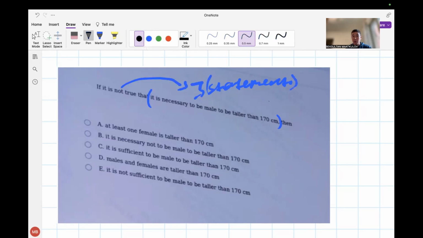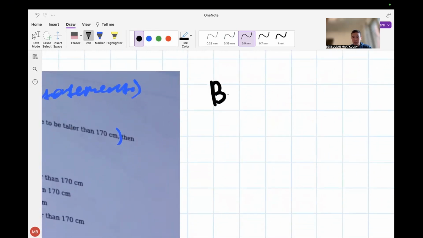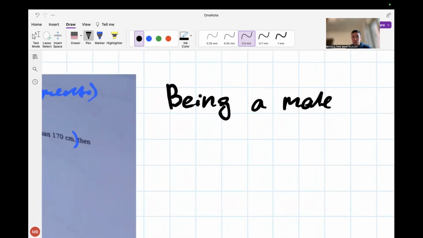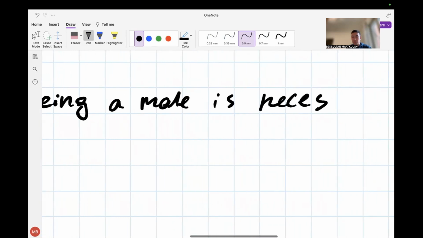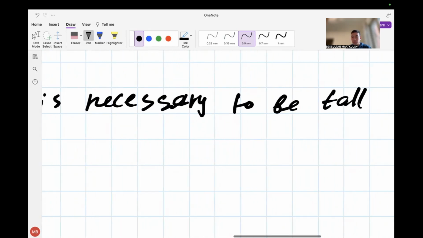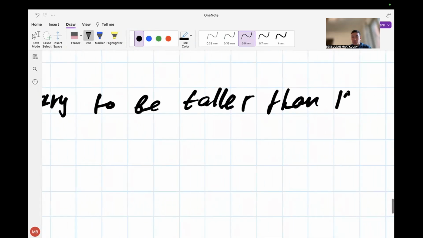So let me rewrite your statement in a proper way so that "necessary" stays in the middle, not in the beginning. So it is necessary to be a male to be taller than 170 centimeters, the same as being a male is necessary to be taller than 170.